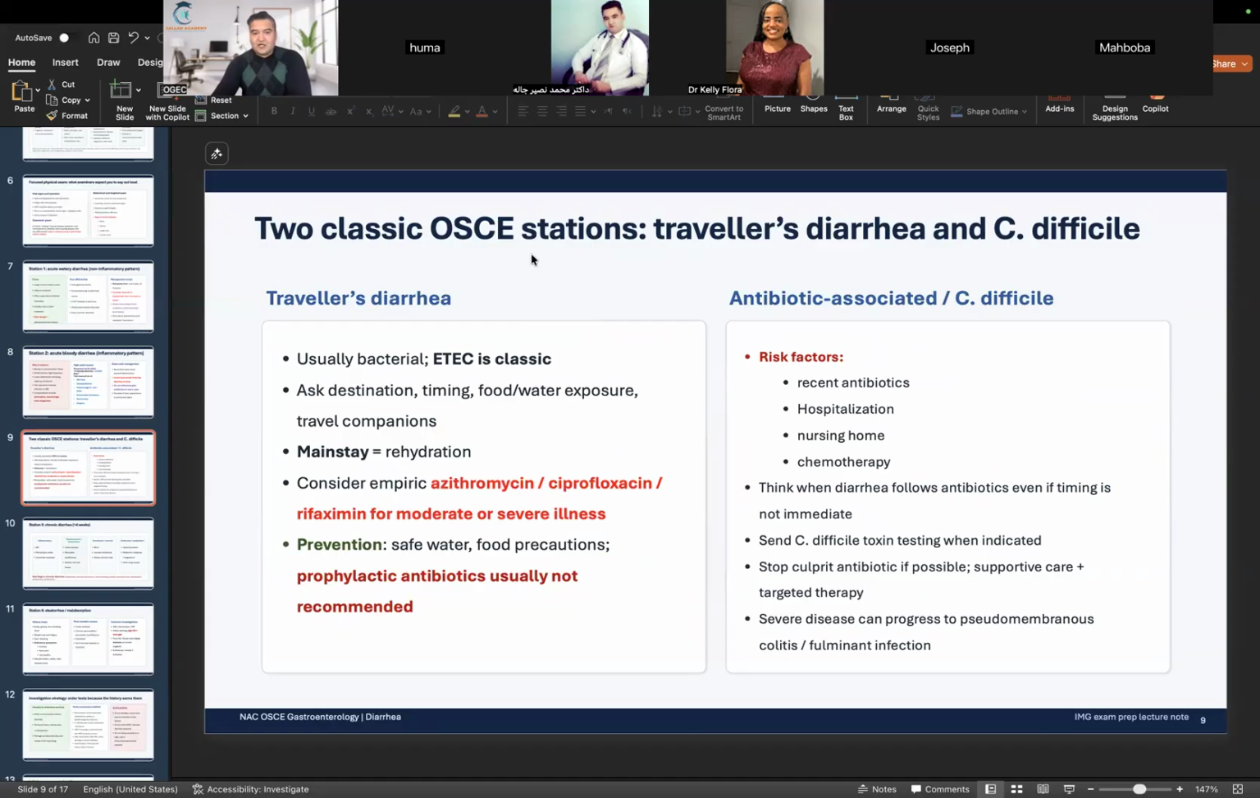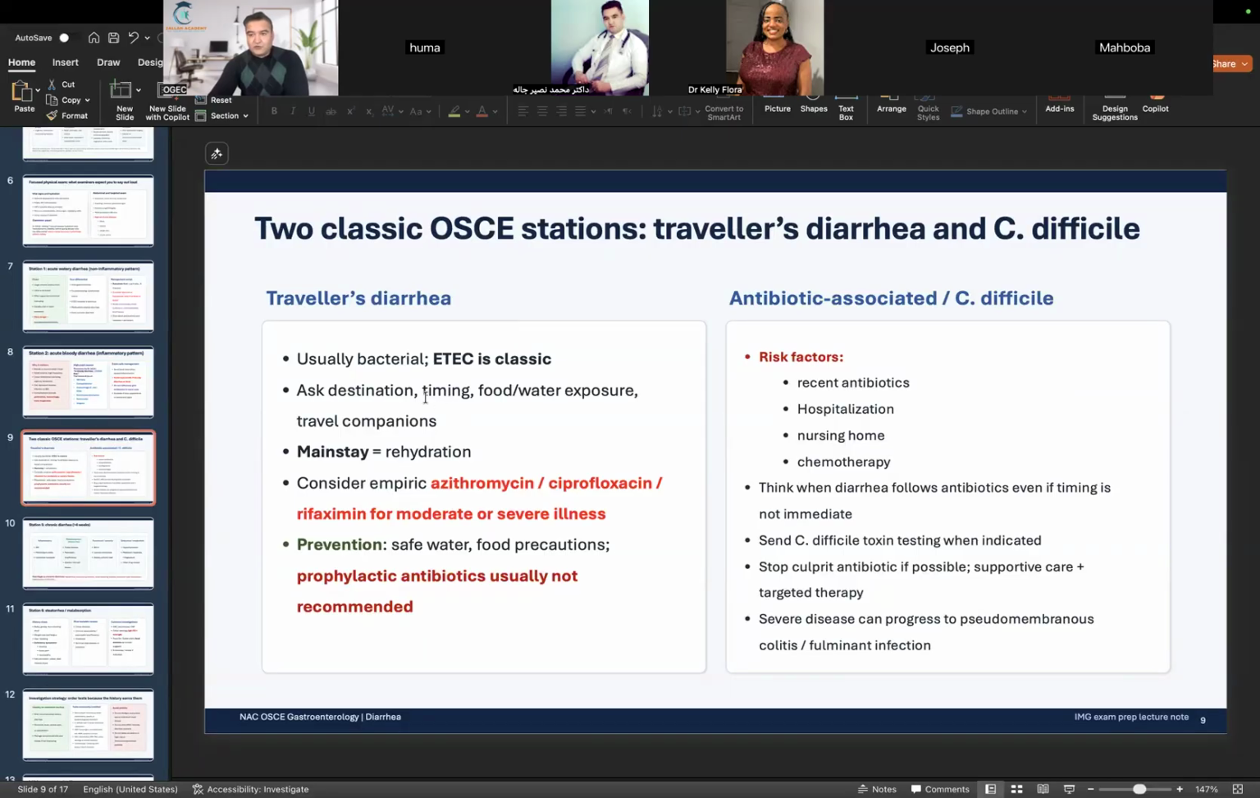Now, two classic OSCE stations: traveler's diarrhea and Clostridium difficile. Let's say you have two more stations, and let's go with one of them. Let's say the patient recently had a trip to Mexico, or India, or, let's say, Pakistan or Afghanistan. The patient is back here and now has diarrhea. So traveler's diarrhea, right? Usually it could be bacterial. ETEC is the classic cause of traveler's diarrhea.